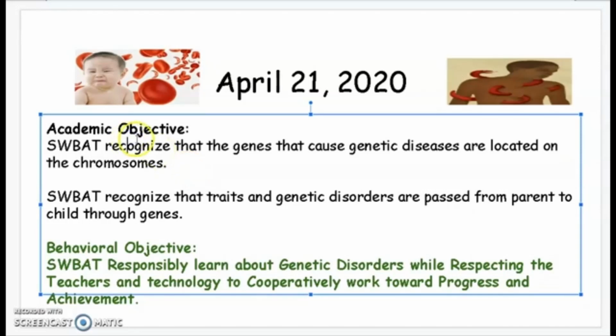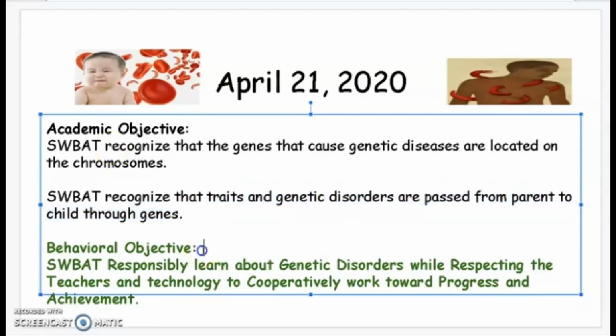Good morning, students. And so today we're going to continue our lesson in genetic disorders. And so our academic objective remains the same. Genes that cause genetic disorders and traits are located on the chromosomes, and traits and genetic disorders are passed on from parent to child through genes, in the case of passing on genetic information through sex cells.